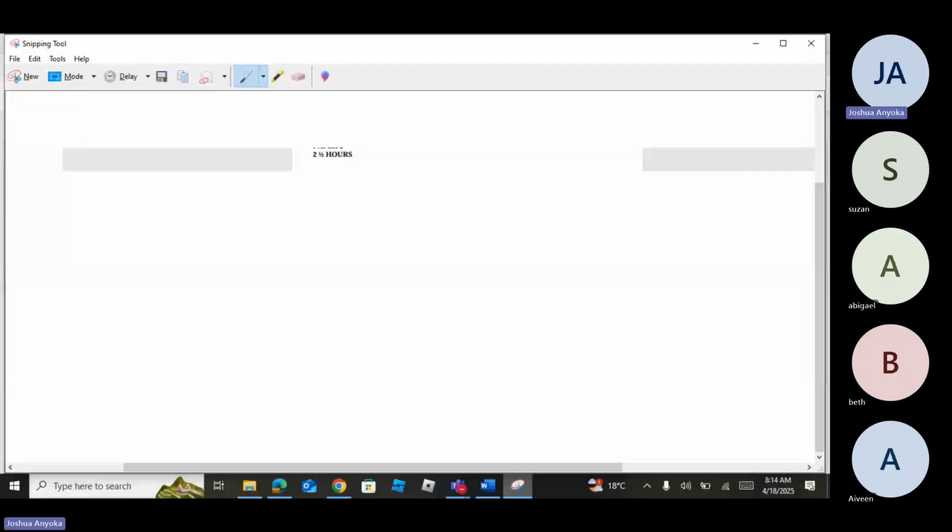Variation. So today in this session, we want to discuss variations. It's not very new.